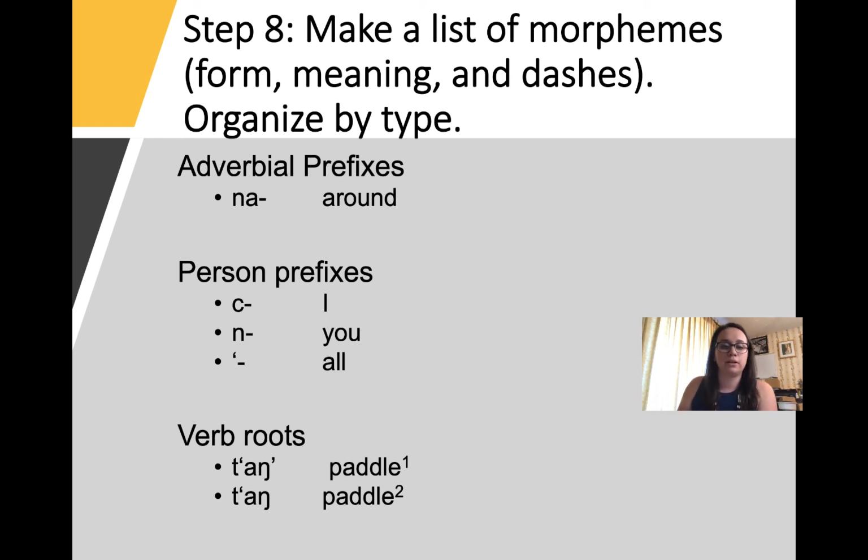Next, we have person marking, right? And where we have the meanings, the morphemes that mean I, you, and all. They're prefixes because they come before the root. So we put dashes for them here and we list them so. And then we have the verb roots, right? And Wailaki roots, again, they change a little bit as far as person, number, and time information. Here I'm just showing paddle 1 and paddle 2, but I'm listing them here as well.